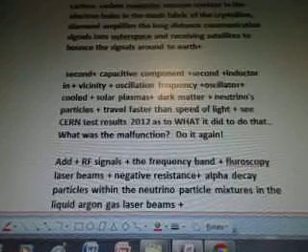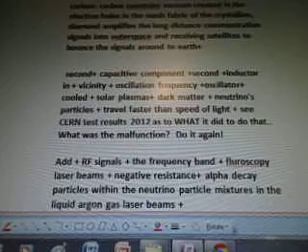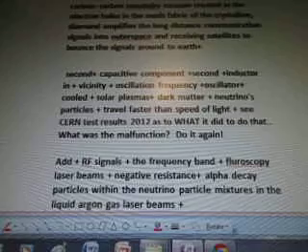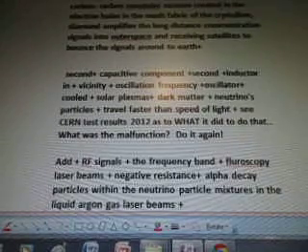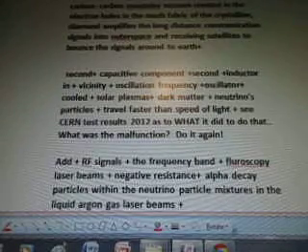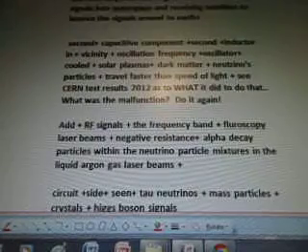Second capacitive component is second inductor in vicinity oscillation frequency oscillator cooled. Solar plasmas, dark matter, neutrinos, particles travel faster than the speed of light. See CERN test results 2012 as to what it did to do that. Was that the malfunction? Do it again. Or sorry, what was the malfunction? Do it again.